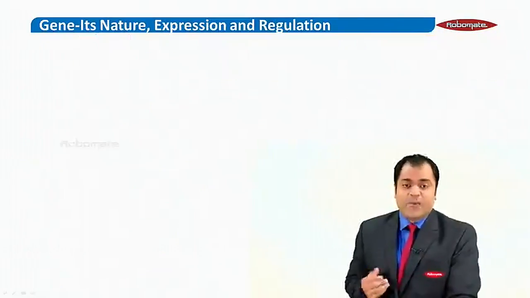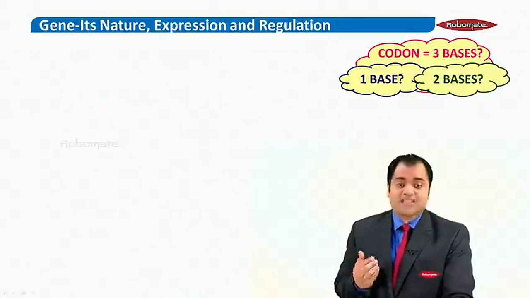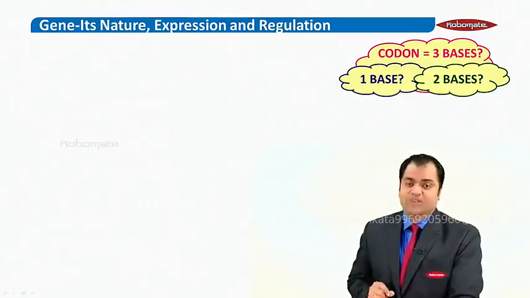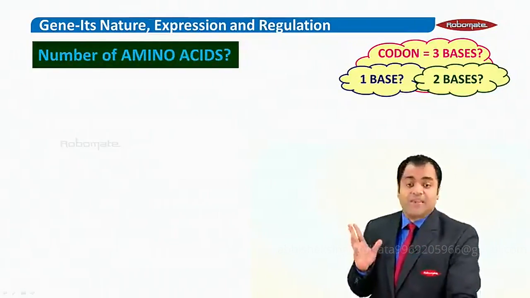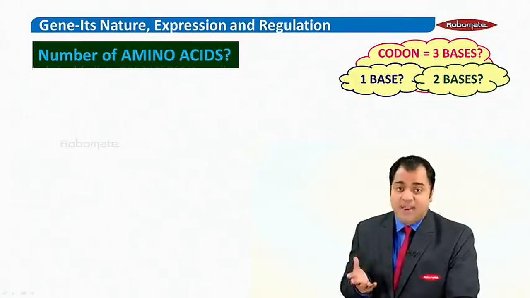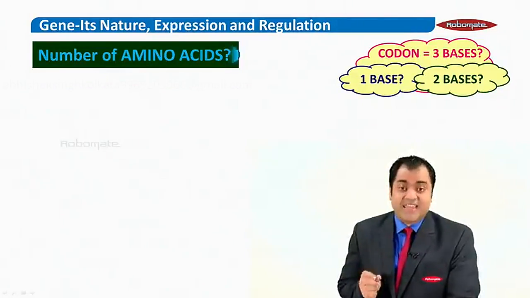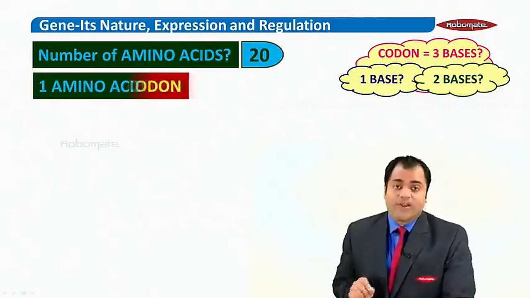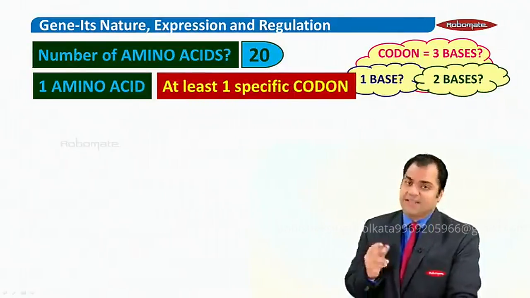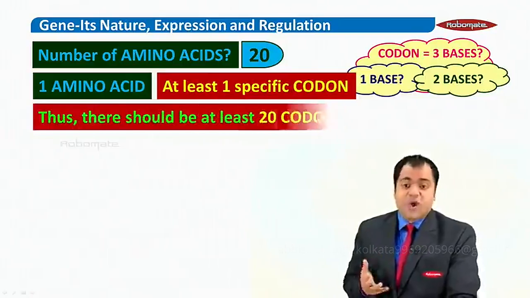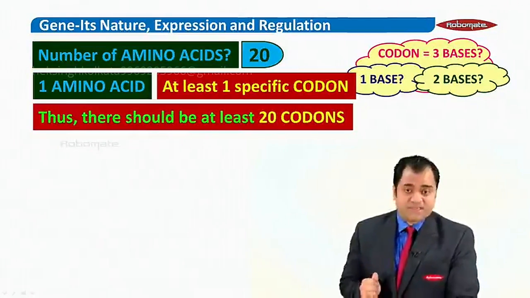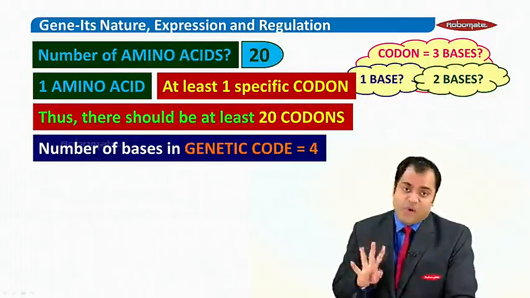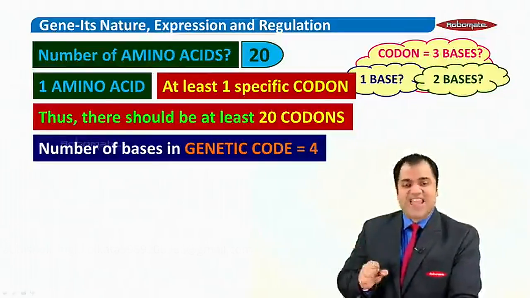Is that okay? Now, let us see why a codon has 3 bases and not 1 or 2 bases. So, let's see how this was decided. Now you know that the number of amino acids present in our body is how many? You guessed it right, it is 20, right? And you also know that one amino acid gets coded by at least one specific codon. Yes, we know this also. So there should be at least 20 codons. That's right. Now the number of bases in a genetic code is how many? 4, and they are A, U, G, and C.